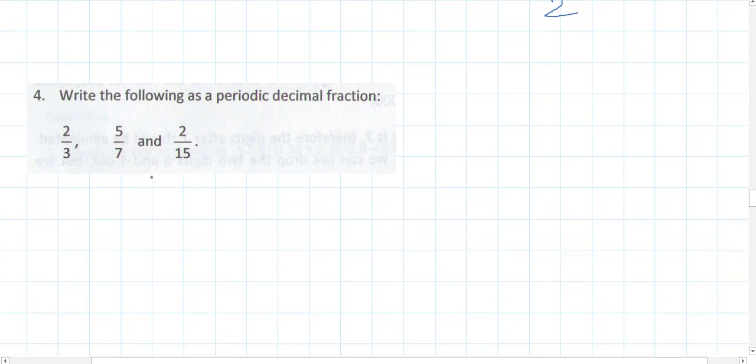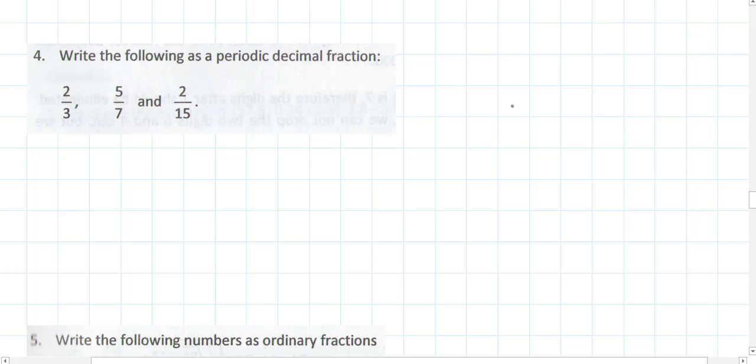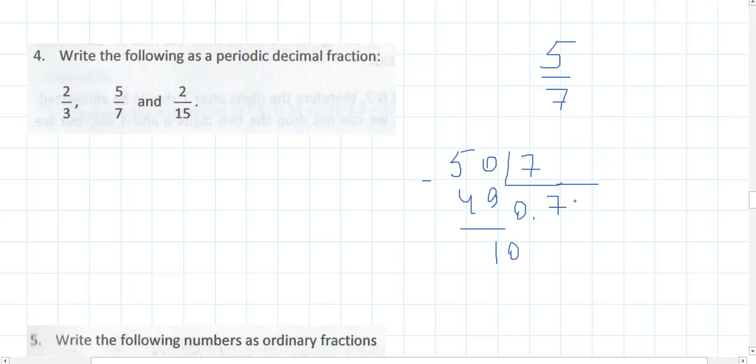Okay, now write the following as periodic decimal fractions. We showed one example as 1 over 3. Here the same ones. For example, let me show 5 over 7. So we need to divide 5 by 7. It will be 0 point. Here we need to add 0, and 7 times 7 is 49. Let's divide 5 by 7. Here 1, 0. Here we have 1. It is 7. So continue till getting the periodic part of this number.